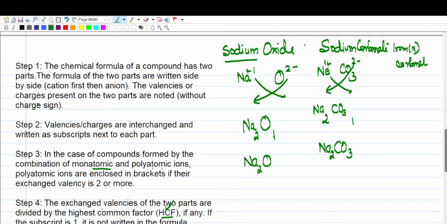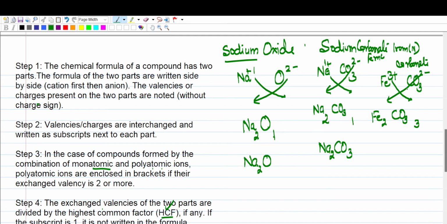Suppose I write the formula for iron 3 carbonate. The cation is Fe, and 3 means it has 3 positive charge. Iron 3 cation is also known as ferric, so this is ferric carbonate. Fe3 plus is the cation, and the anion is CO3 2 minus. In the next step, we interchange the values 3 and 2. So you will get Fe2 and CO3 with 3.